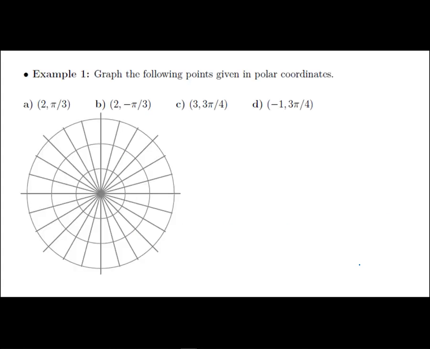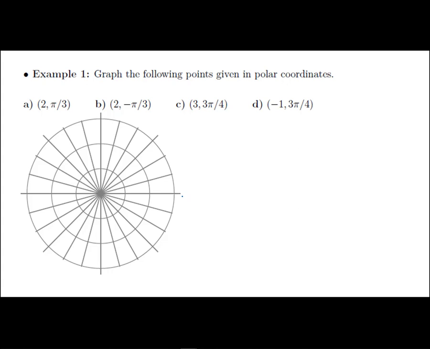So let's just do an example where we kind of get used to this coordinate system and how to graph on it. Because it's based upon how far you are from the origin and the angle you make, rather than having a rectangular grid that we're used to when we look at graphs, we're going to have this, what we call a polar grid.